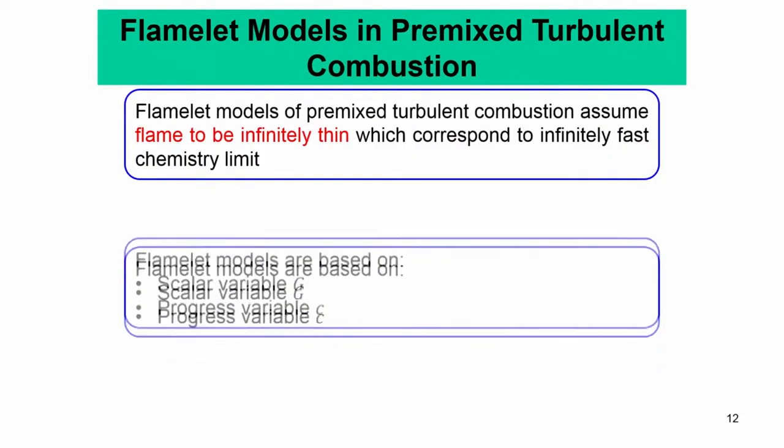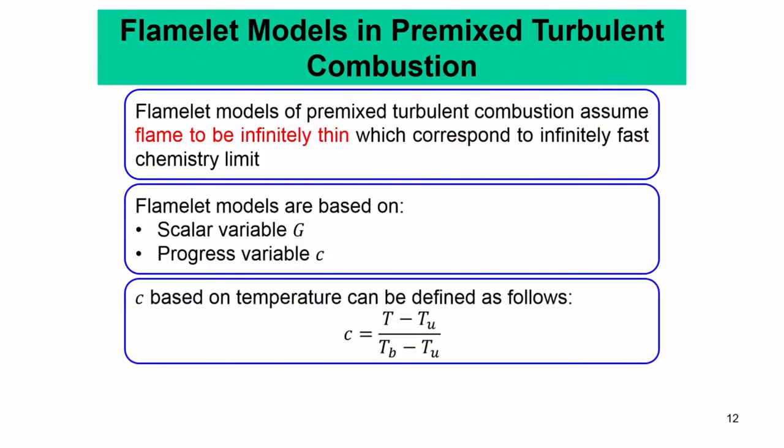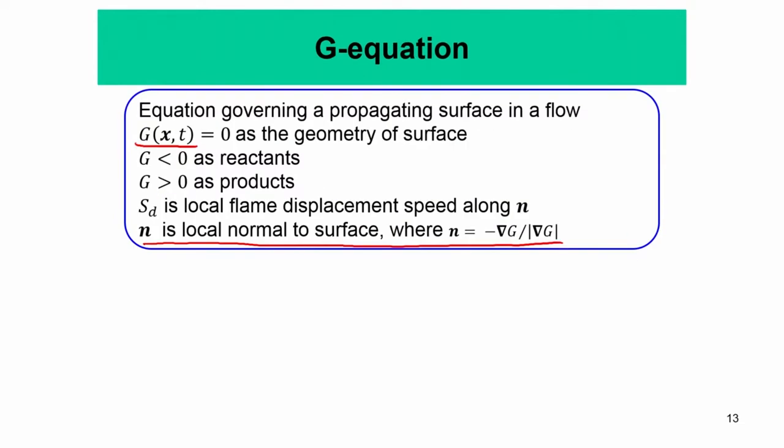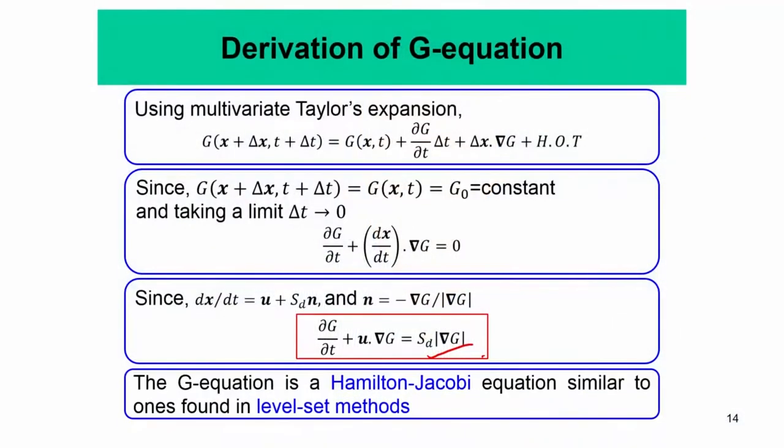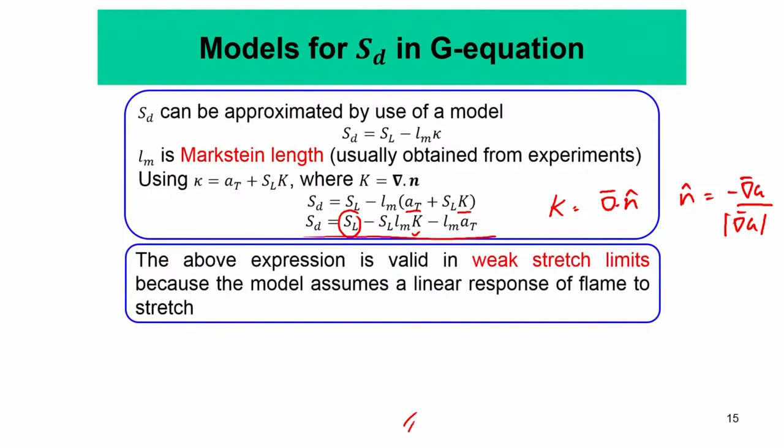Then we went into the different flamelet models, which use a scalar variable G and a progress variable C. And then we went into the G equation, where we showed that flame propagation can be described by the evolution of a variable, where we consider the flame surface to be essentially an isosurface of that variable. This isosurface locally propagates with the flame displacement speed, and then we can derive the G equation.